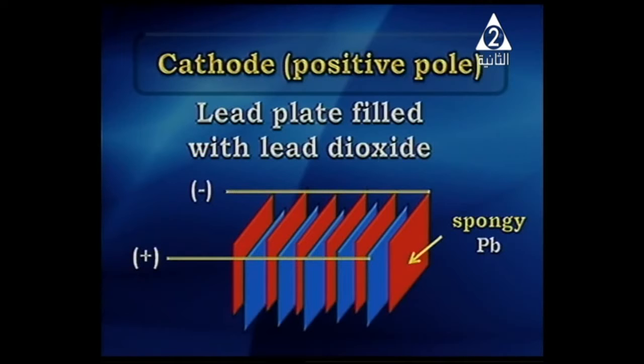It means a compound that starts the chemical reaction between them. Here we have the red color, it is the negative pole, and the positive pole is blue color, of what? Of lead dioxide. So the cathode is the positive pole, lead dioxide plates or sheets of lead dioxide, to start the reaction between this lead and lead dioxide and the concentrated H2SO4.